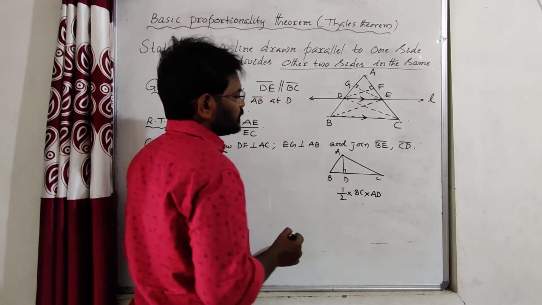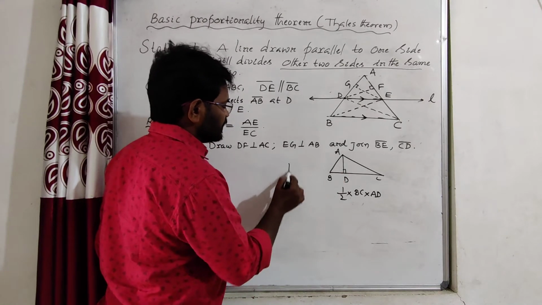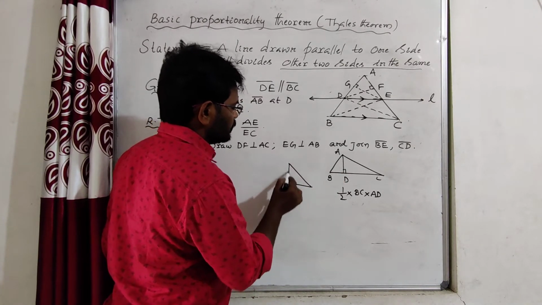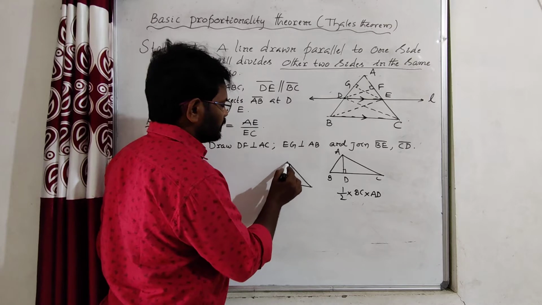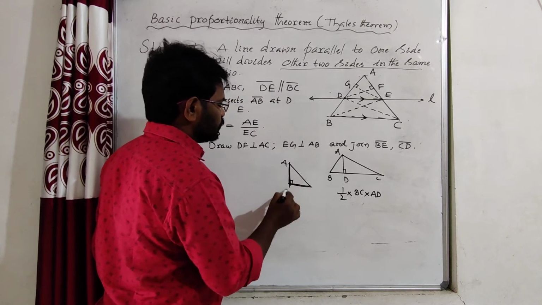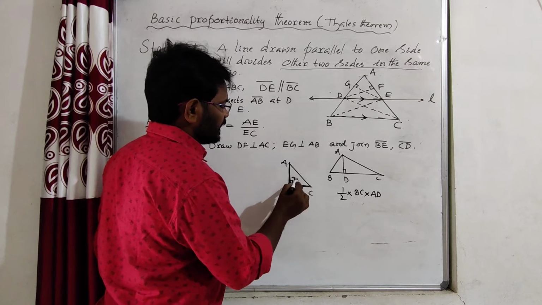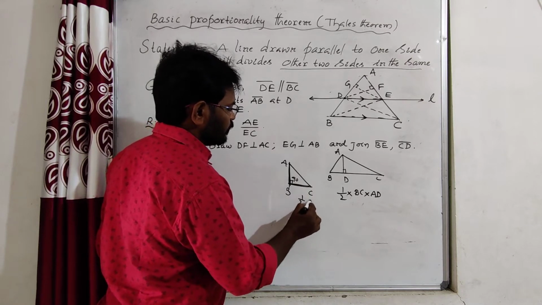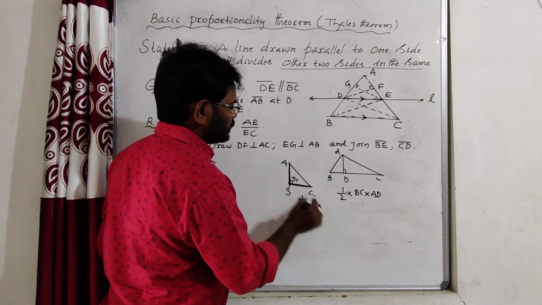So sometimes it is a general triangle. Suppose it is a right angle triangle. This is the base and this is the height. Suppose ABC, right angle at B. Then the area is half of BC into AB.